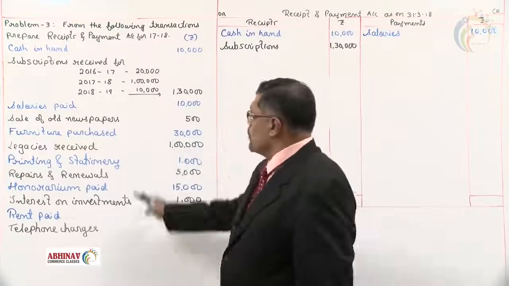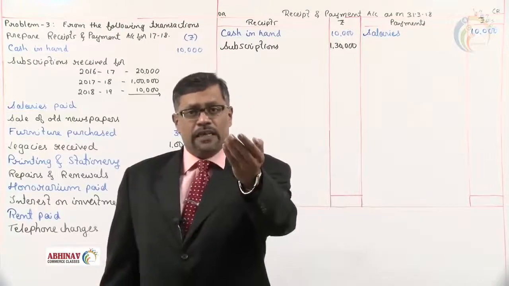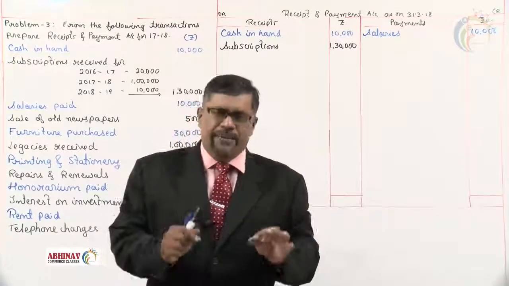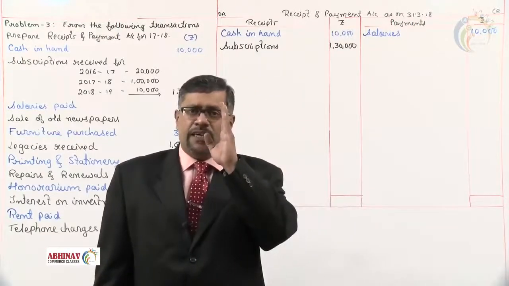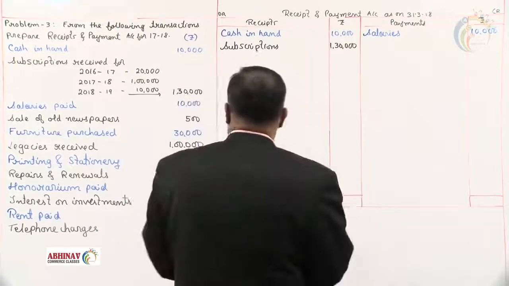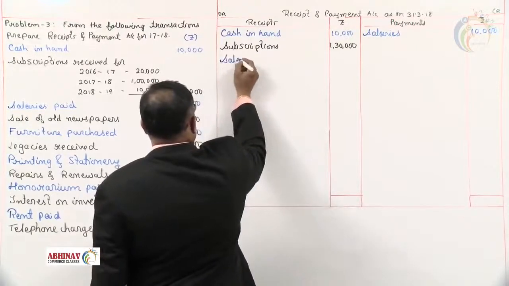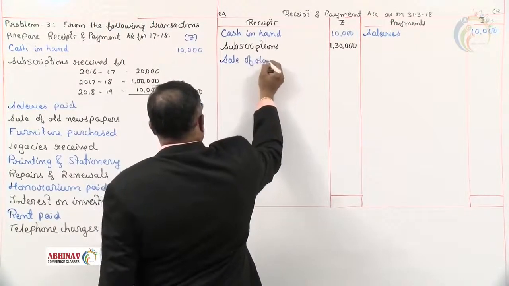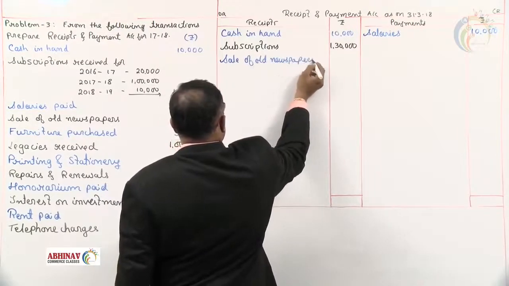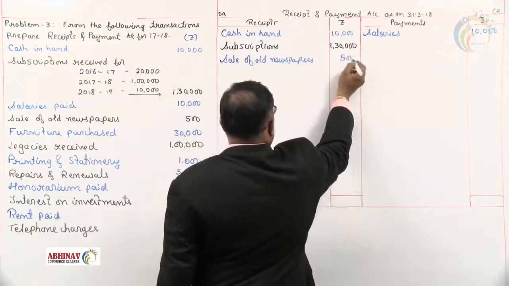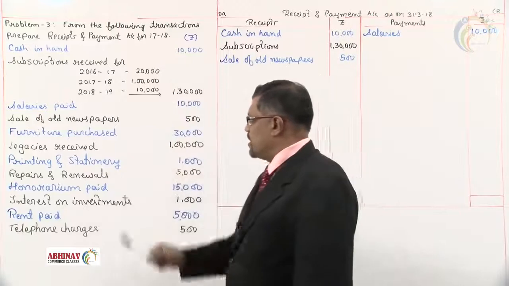Let's see. Sale of old newspapers. When we sell the newspapers, cash comes in. Whenever we sell anything, we receive the cash. Cash comes in, it is a receipt, on the receipt side. Sale of old newspapers, amount 500. Next transaction. Furniture purchase, 30,000.